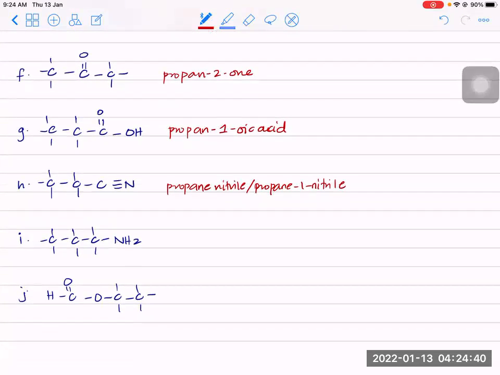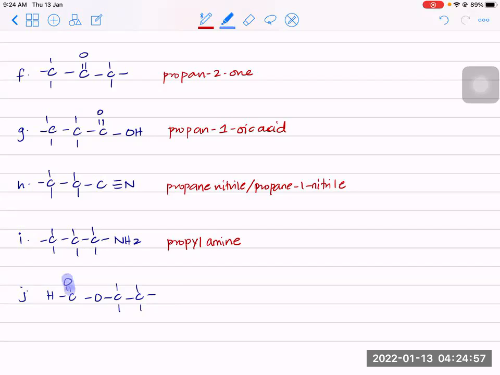Then you have the amine functional group. Again, on carbon 1, you have the amine linkage. So this will be what? Propyl amine, or propyl-1-amine, that's also fine.